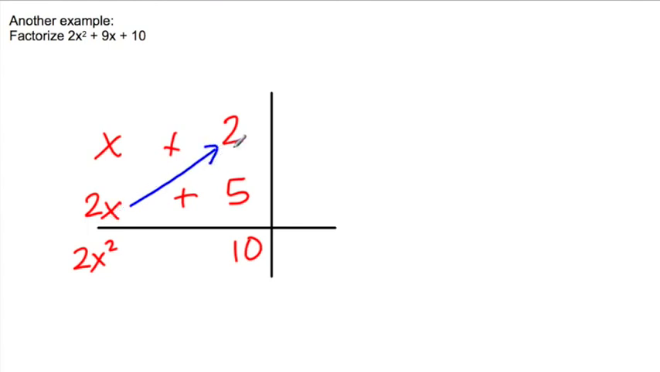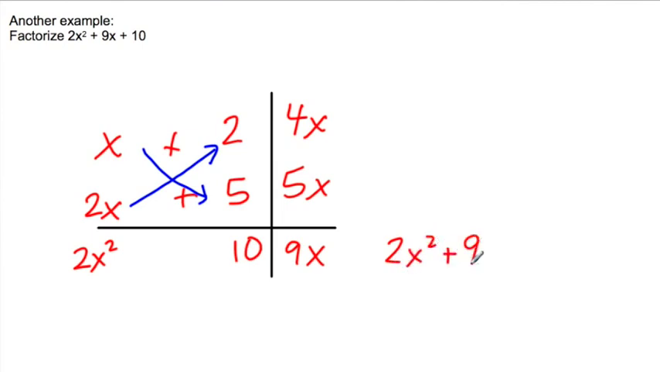I'm going to multiply over here. So 2x times 2 is 4x. And x times 5 is 5x. 4x plus 5x is 9x. So when I combine my terms, I get 2x squared plus 9x plus 10, which is exactly the same as over here up on the top, 2x squared plus 9x plus 10. Awesome. I got it on the first try.